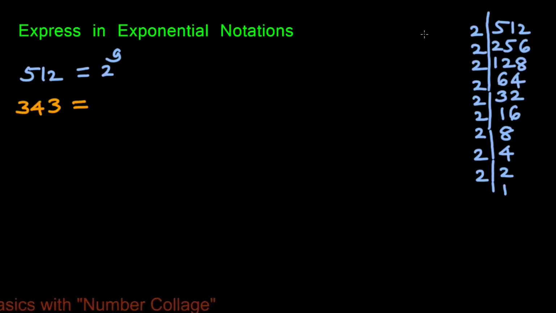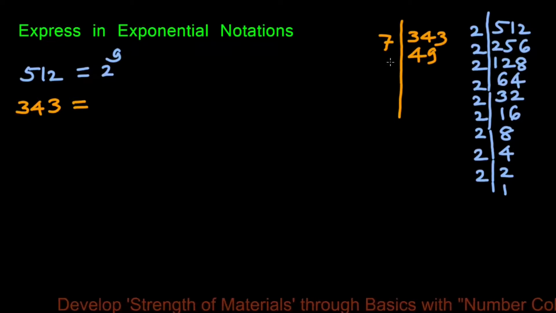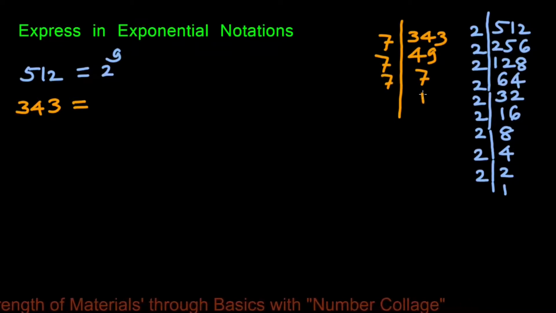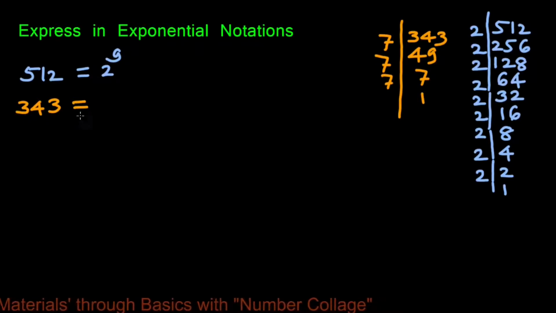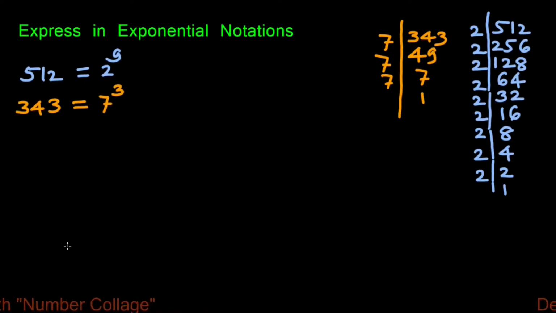We will find prime factors of 343. 7 4s are 28, 7 9s are 63. Next, 7 7s are 49 and 7 1s are 7. So 7 is coming 3 times, so 343 we can write in the exponential notation as 7 cubed.